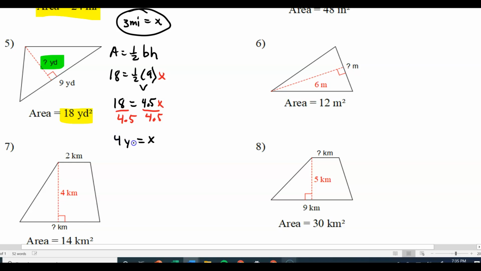4 yards. And again, just like I tried to prove to you guys yesterday, if I plug 4 back in, and I do 9 times 4, that's 36, and I take half of that because it's half base times height, half of 36 is 18. I know I'm right. There's no way you can get these wrong if you plug your answers back into the original formula. So if I were you, I'd pause and try to do number 6 because it's exactly like number 5. You're going to use the same formula, right?